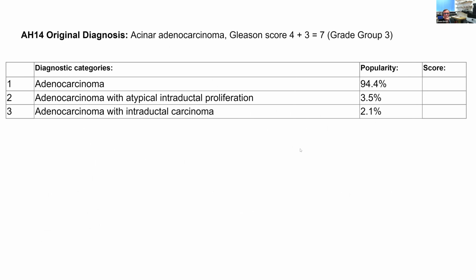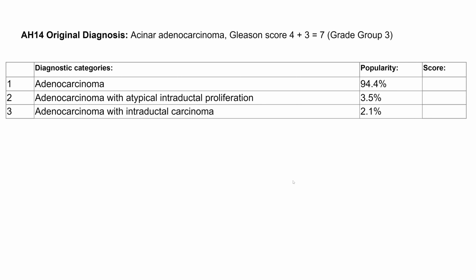We think about our scores, 94, nearly 95% of us would have called it adenocarcinoma. Actually, all of the diagnostic entities were adenocarcinoma, so we all agreed that there was adenocarcinoma here. And some people wondered if there was some intraductal carcinoma or AIP, so atypical intraductal proliferation, admixed with the adenocarcinoma, but 100% of us noted it was adenocarcinoma.